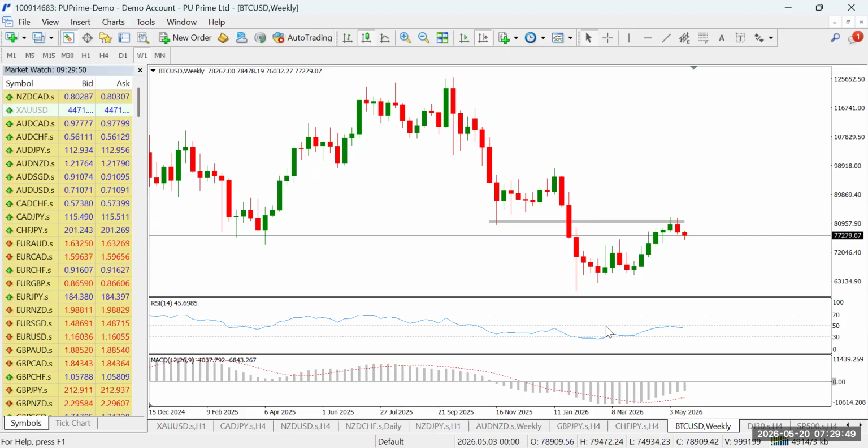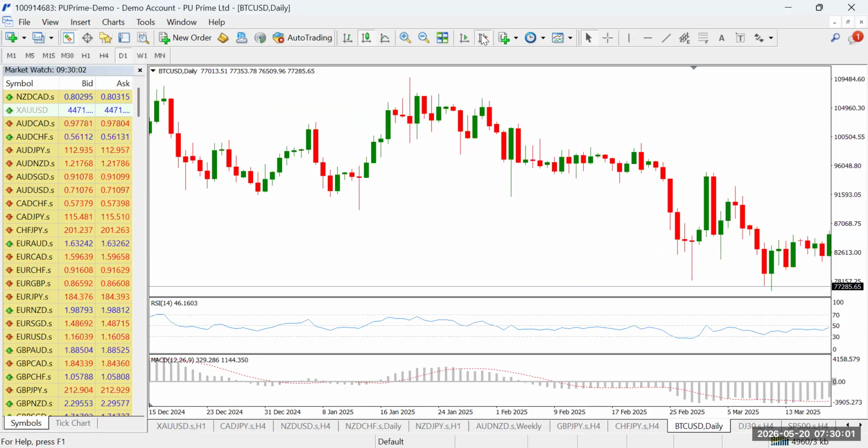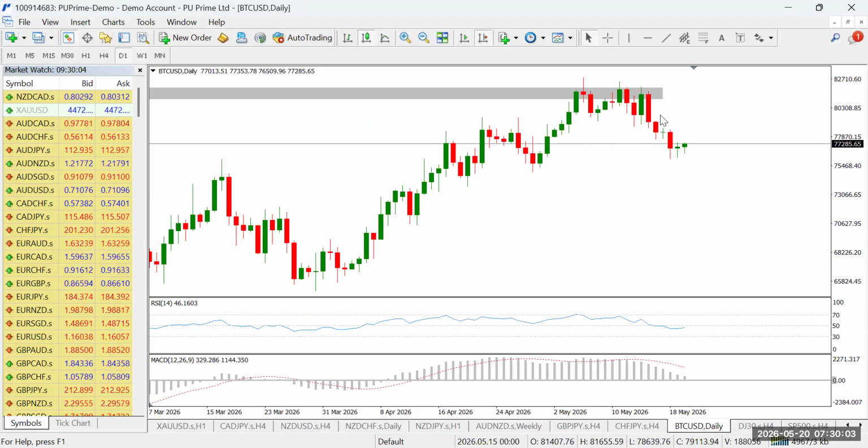Okay, so we have a support on resistance closed last week as a tweezer top. Technically, we need to be bearish on BTC USD. On the weekly, it's a bearish trend. On the daily, we can see in the last couple of days, it's been a bearish one.